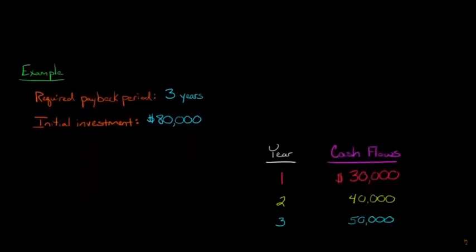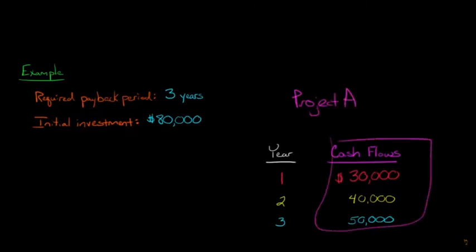Let's say that there's a firm that has a required payback period for this type of project of 3 years. So if the project hasn't recouped its initial investment within 3 years, then we're not going to accept that project, right? The initial investment for this project, let's call it Project A, is $80,000. So we're going to forecast the cash flows for Project A, and if this project doesn't pay for that $80,000 within 3 years, if we can't break even, then we're going to reject Project A.